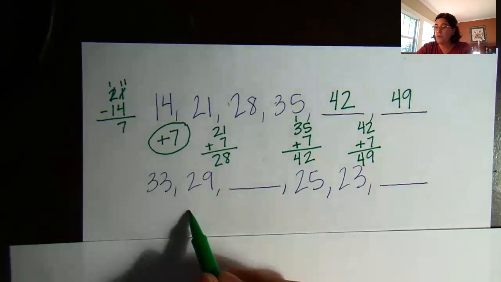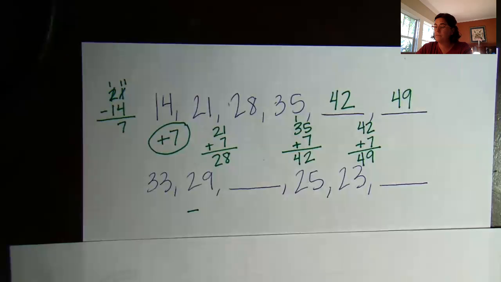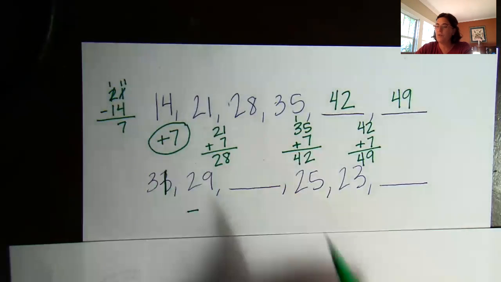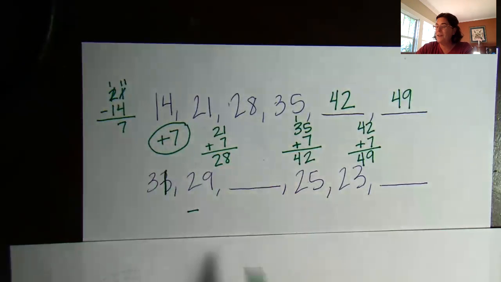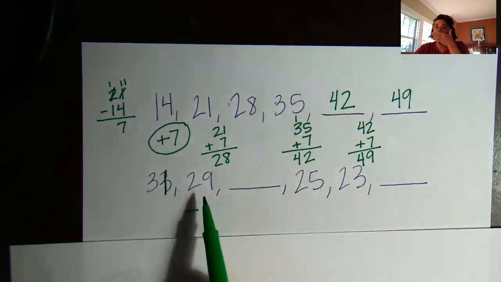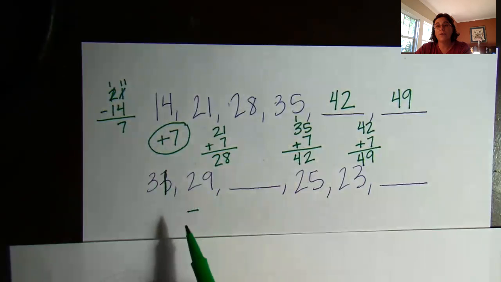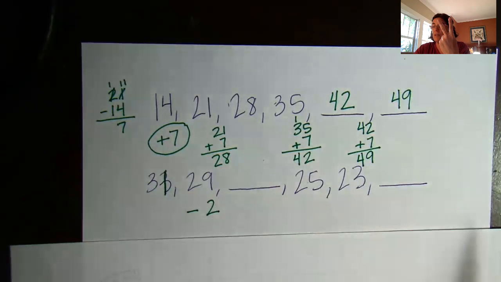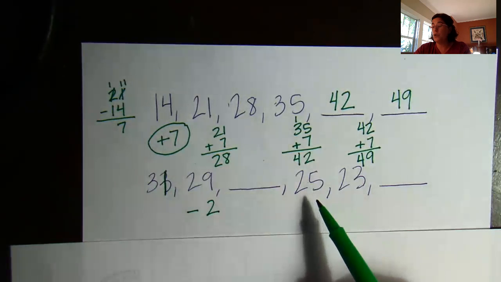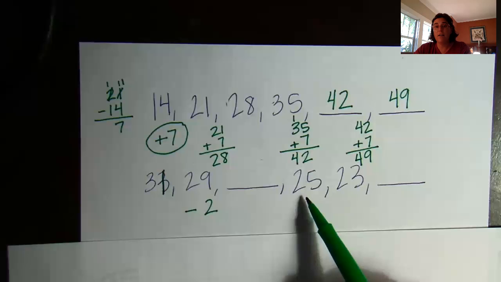So let's figure out what we're subtracting by. Oh, Anthony, I made my first mistake today. I see this should be 31, not 33. Sorry about that, kids. All right, so 31 minus what number gives me 29? So I'm going to count back. 31, 30, 29, 2. Now I'm going to double check to make sure that's the rule over here. 25, 24, 23, and that's 2 as well. So I know I'm subtracting 2.